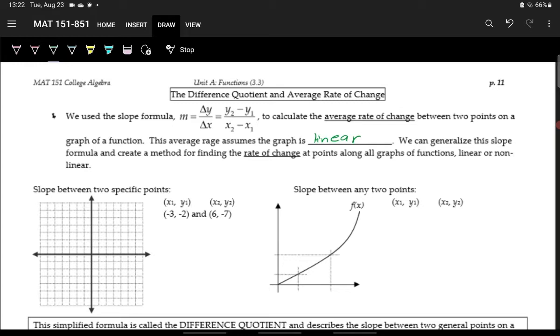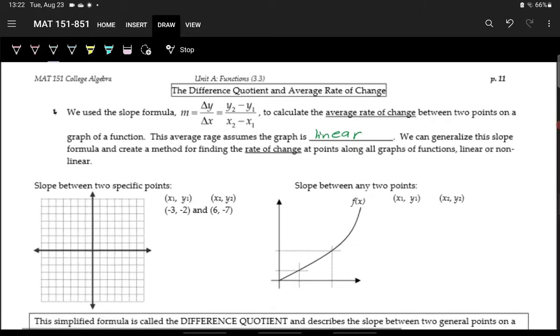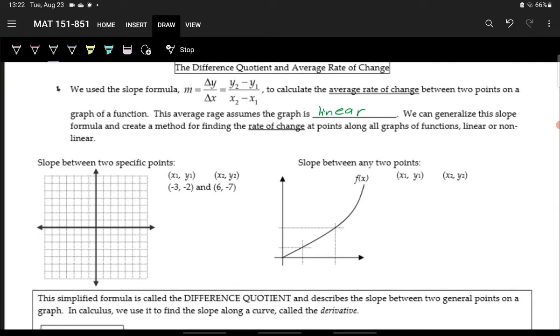However, we are able to generalize finding slope for all types of graphs, for all types of functions. It's not perfect, but we can sort of make estimates on it. So for example, if we have the slope between these two specific points, -3, -2, and 6, -7. So we have these two points plotted out. So when we find the slope of the line, without even drawing the line, the slope between these two points, let's see what we're really doing.